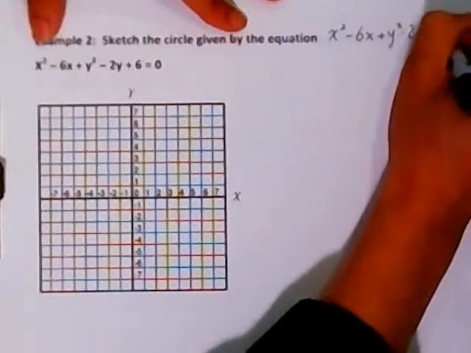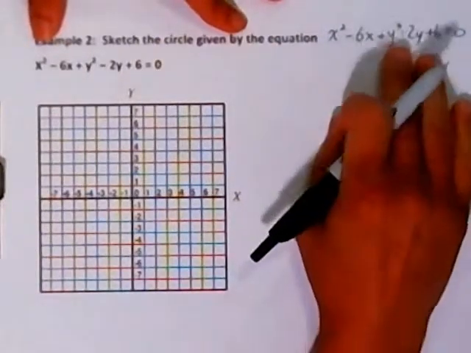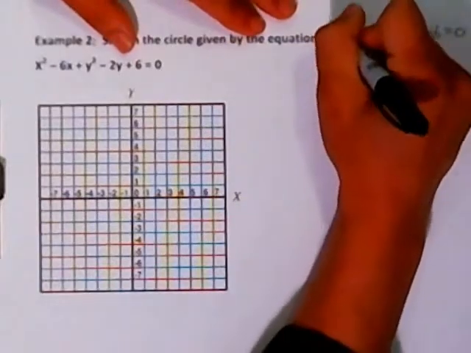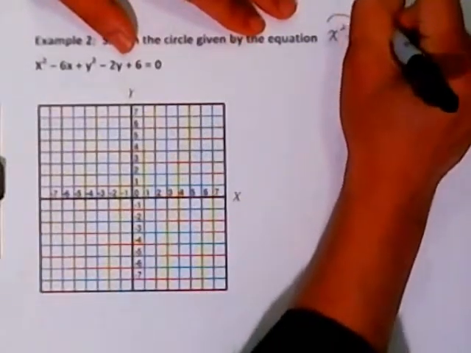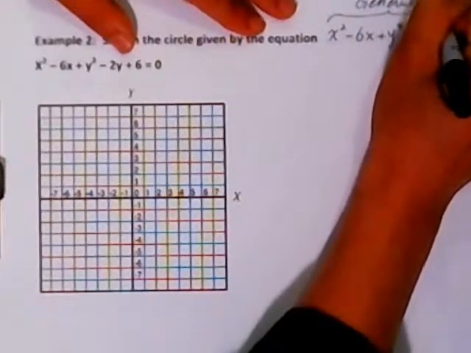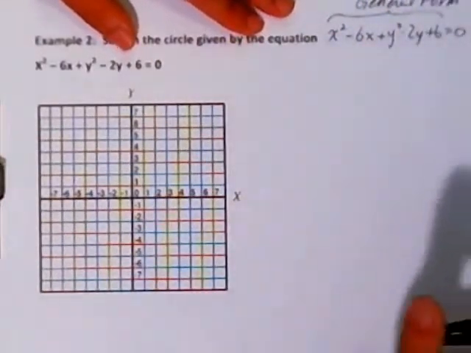plus 6 is equal to 0. Now this is called the general form. Most books call it general form, so we're going to call this the general form.